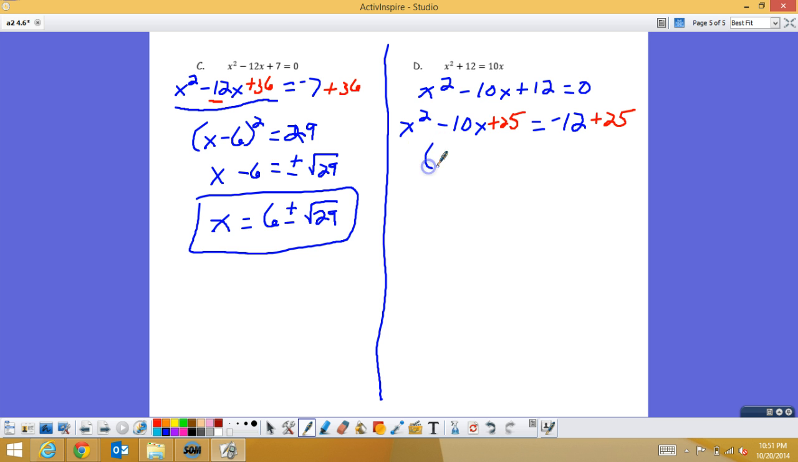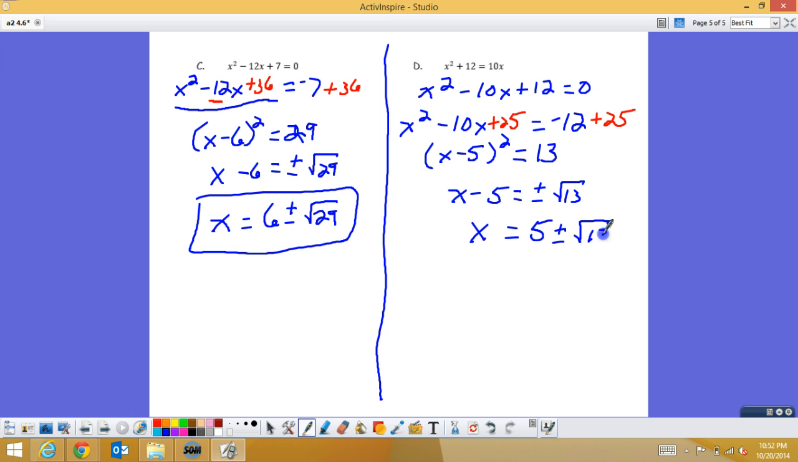And on the left side, that's going to factor to x minus 5 squared. And on the right side, I have 13, negative 12 plus 25. So then x minus 5 is either equal to positive square root of 13 or negative square root of 13. And finally, to get the x by itself, I add 5. So x is either equal to 5 plus the square root of 13 or 5 minus the square root of 13.